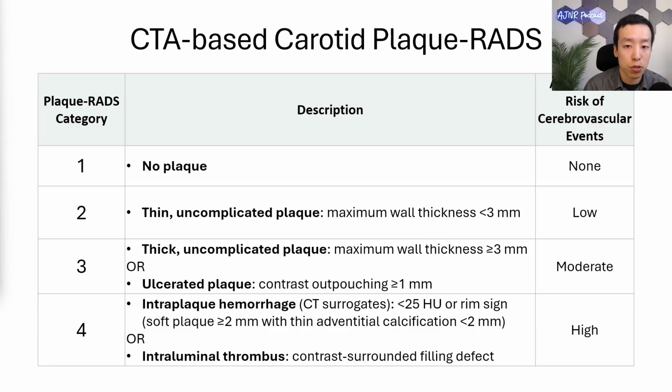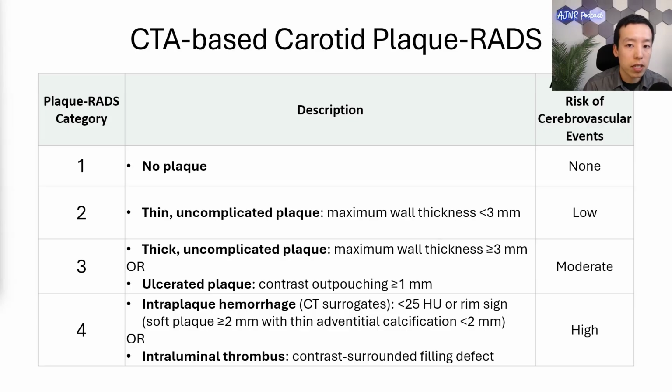in the plaque, at least 2 millimeters squared in area, or the presence of a rim sign, which is the presence of thin adventitial calcification at the periphery of a soft plaque. So that soft plaque is at least 2 millimeters thick, and the adventitial calcification is less than 2 millimeters thick. So those are features of intraplaque hemorrhage, or at least the CT surrogates of that, indicating a carotid Plaque-RADS 4.